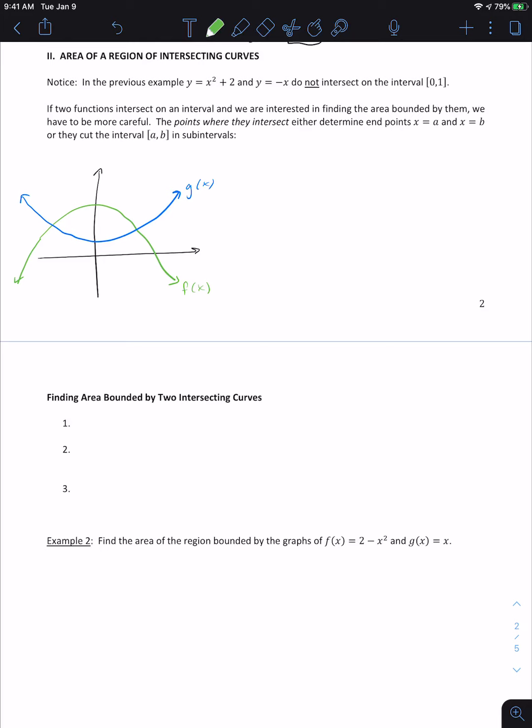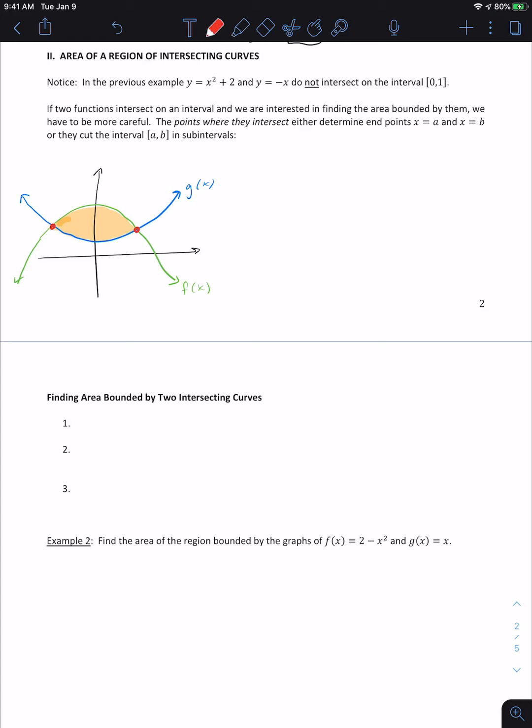Right? So in this case, those points where it intersects right here would determine, if I asked you the question, hey, what's the area bounded by f of x and g of x? Well, the area bounded by f of x and g of x would be this area right here, and the starting point and ending point for finding this integral would be those points of intersection, those red dots, right?